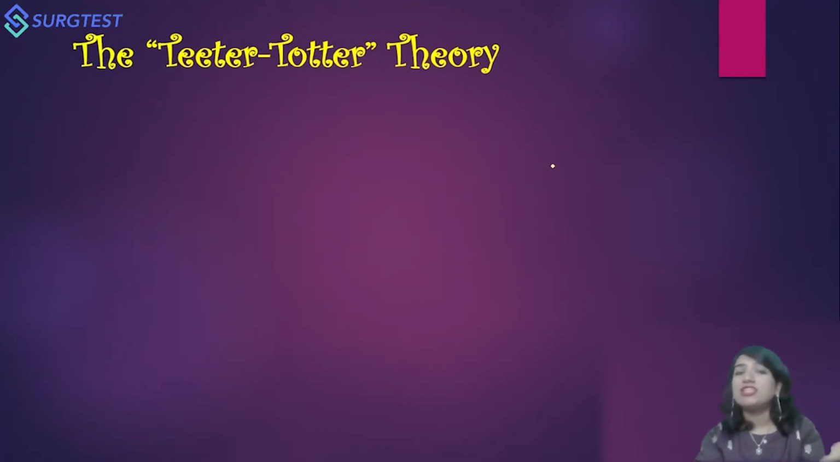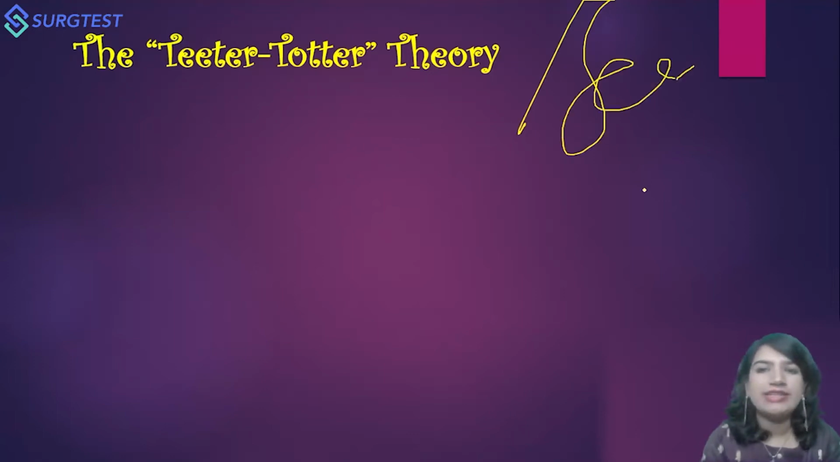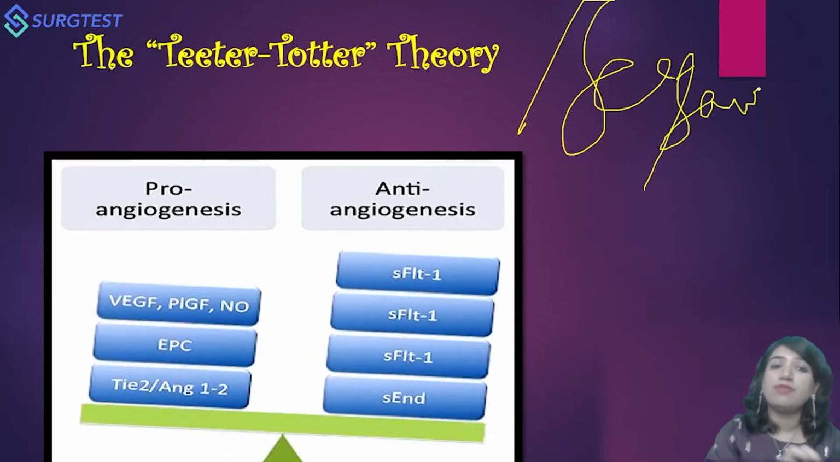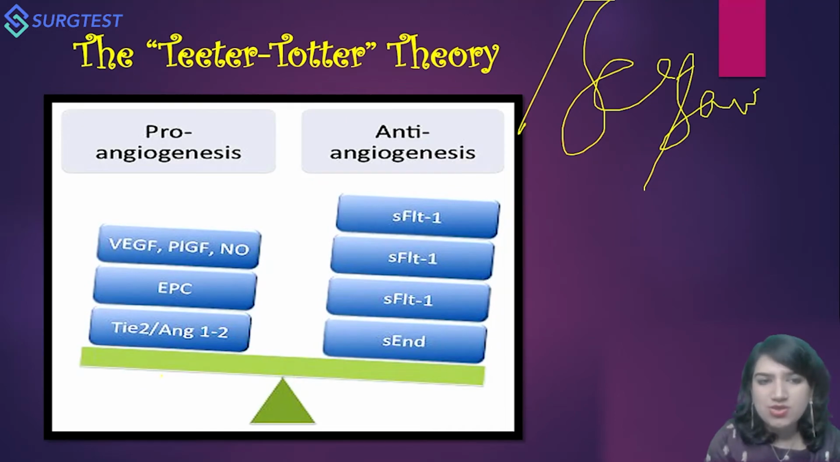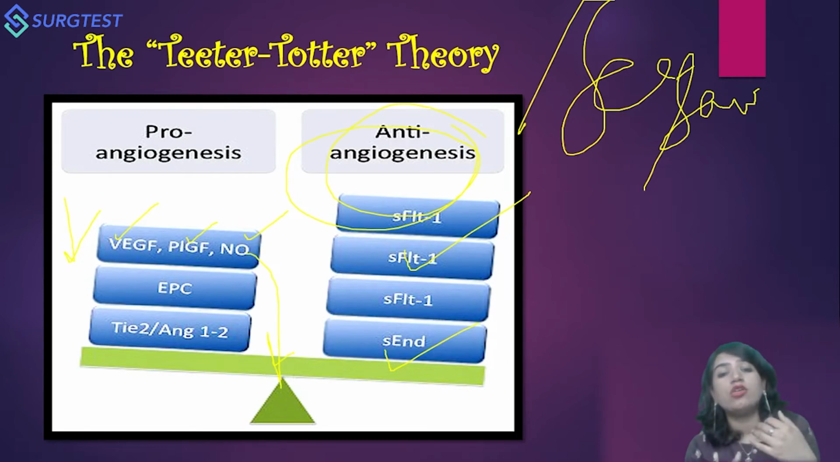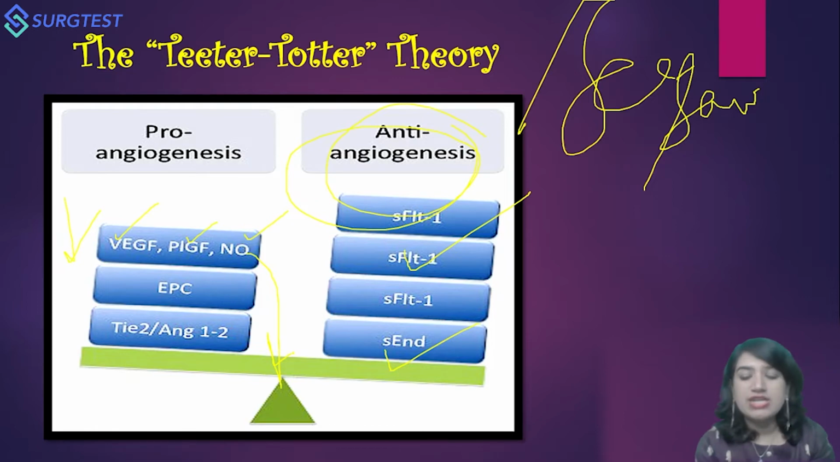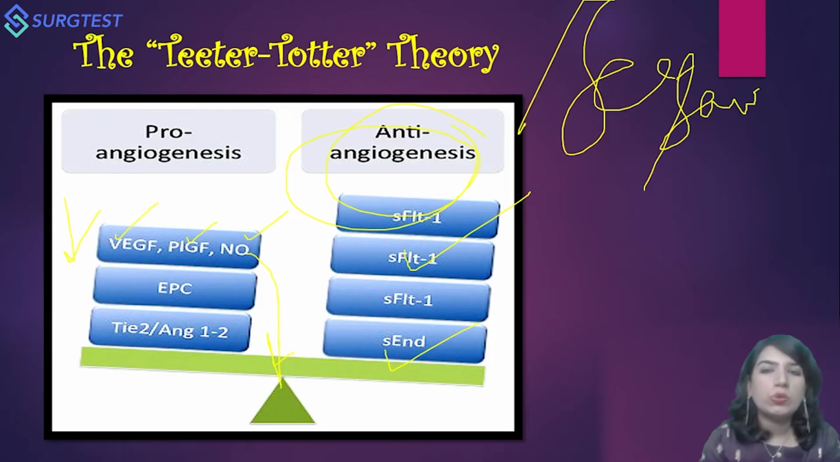So here comes the teeter-totter theory, or the seesaw theory, of development of preeclampsia. We know that the seesaw is in favor of the anti-angiogenic factors like sFlt-1 and soluble endoglin, and there is a decrease in the pro-angiogenic factors like VEGF, placental growth factor, and nitric oxide. That is why this results in a lot of uteroplacental perfusion defect, ultimately affecting the baby and resulting in early onset fetal growth restriction. So this is the teeter-totter theory.